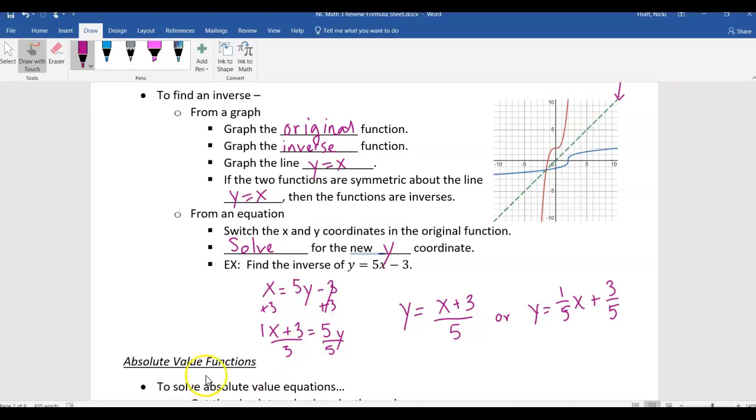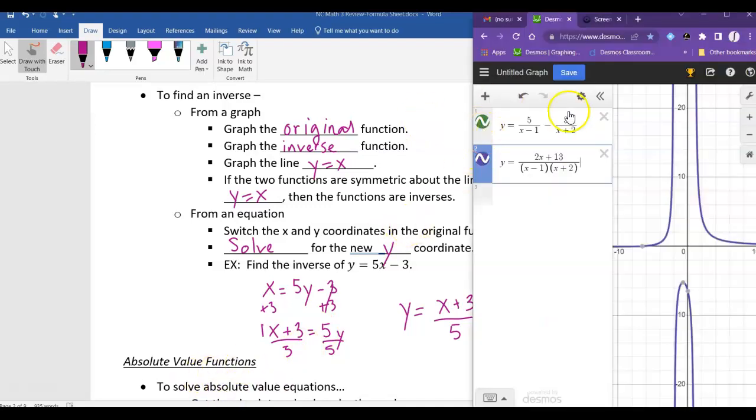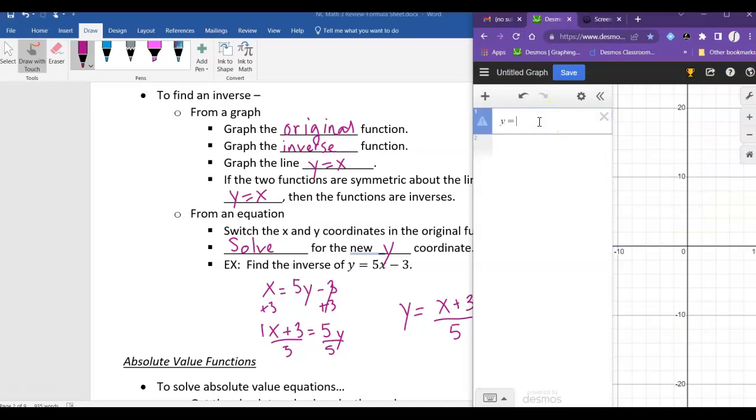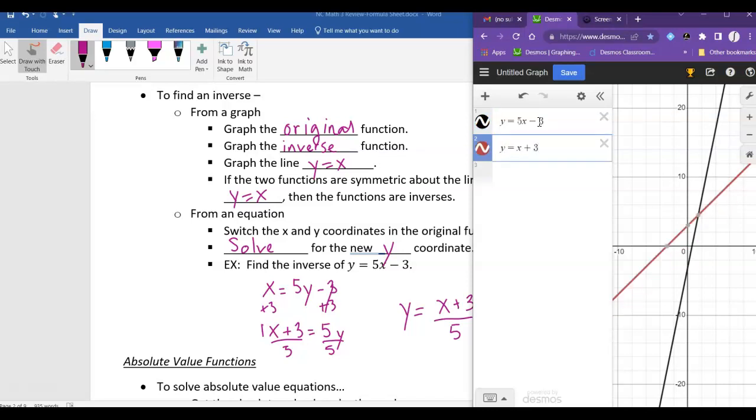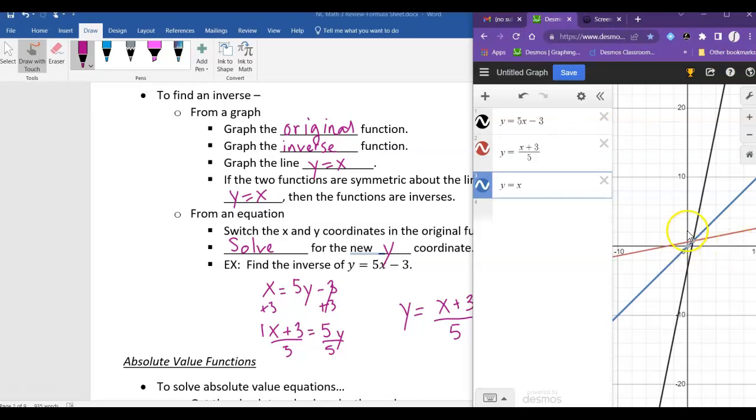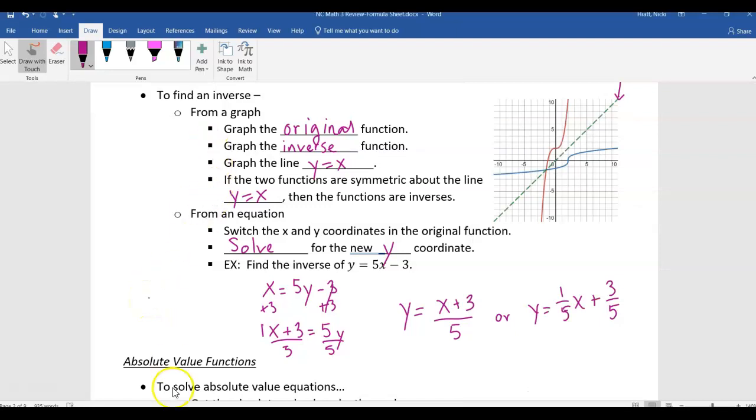You can use Desmos to check your answer on this, what I was just showing you with the graph. If I graph the original equation, y equals 5x minus 3, I graph my inverse I just found, y equals x plus 3 all over 5, and the line y equals x, then I can see here y equals x is my blue line, and it does look like I could fold that graph in half. So that lets me know that I've probably done that correctly. So it's been a long time since we did inverses, but make sure you think about that.